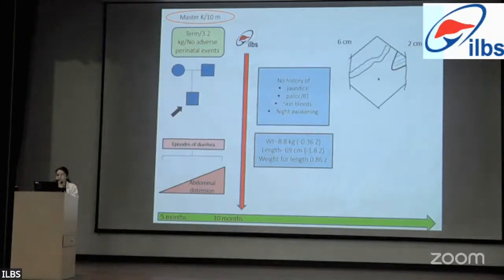At presentation to ILBS, on detailed history taking, there was no history of jaundice, there was no history of pallor or requiring any blood transfusions, there was no history of skin bleeds, there was no history of night awakening or symptoms suggestive of early morning or late night hypoglycemia. On anthropometric examination, the child had slightly lower length for age, but it did not qualify for stunting, and the weight for length was appropriate.